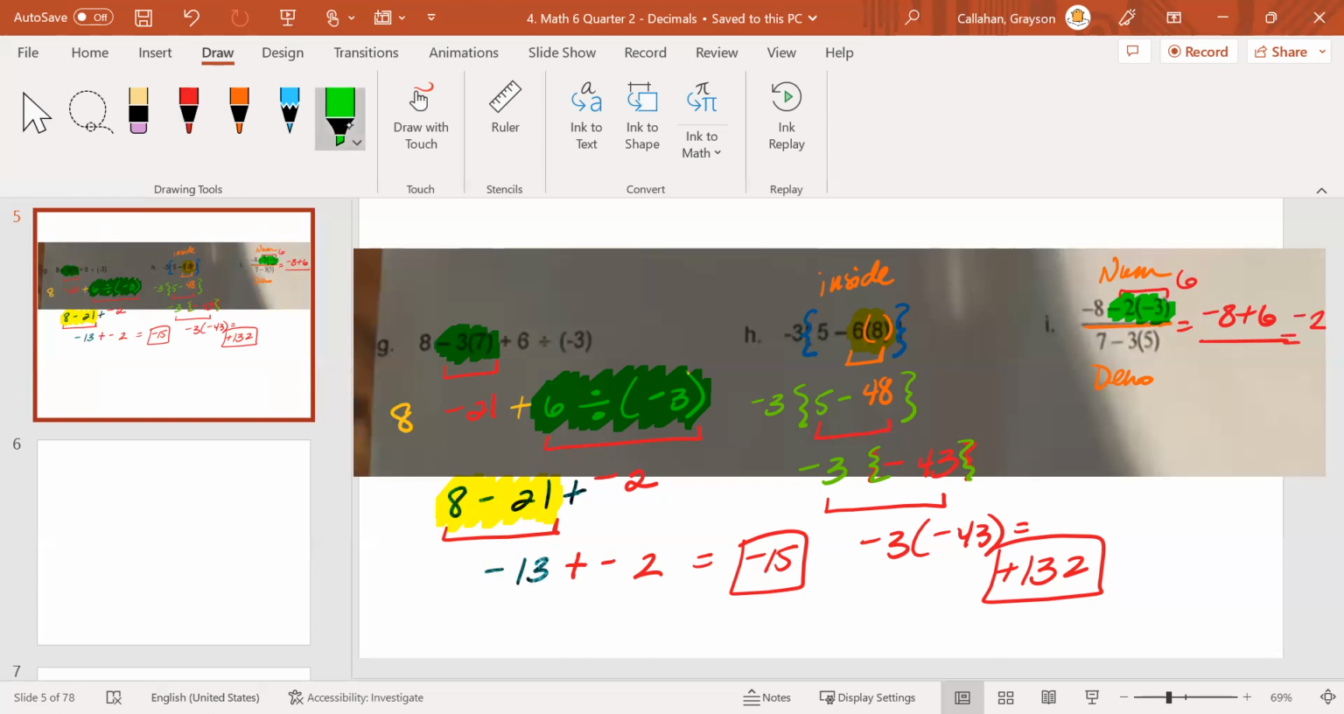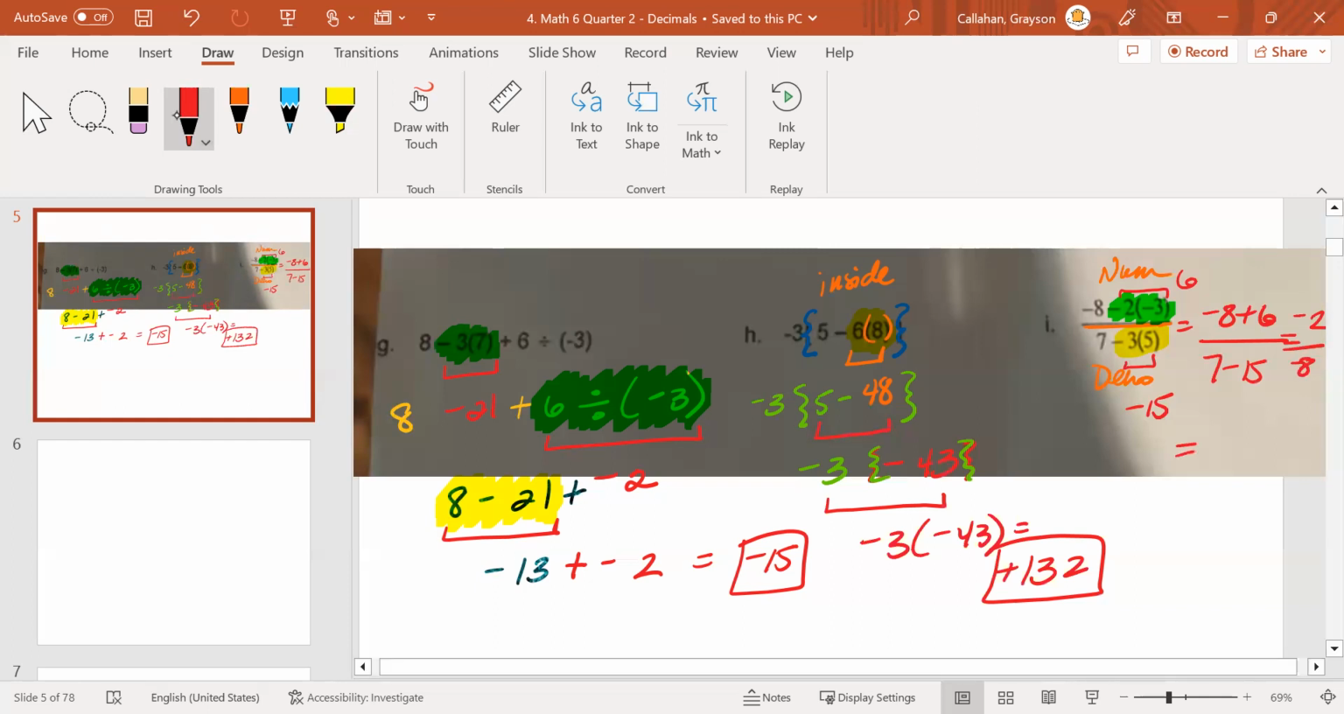In the denominator, we're going to do this piece right here first, and that's going to give you a negative 15, right? 7 minus 15 is then going to result in a negative 8, right? Yeah. So then your final answer is just negative 2 over negative 8. You could divide 2 on top and bottom because they are both even. Any even numbers, top and bottom, can always be divided by 2. So then you have 1/4, and that's a positive.